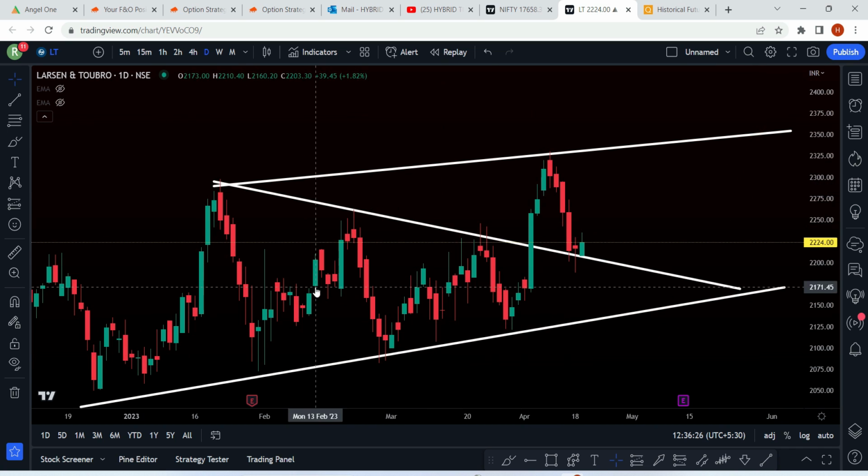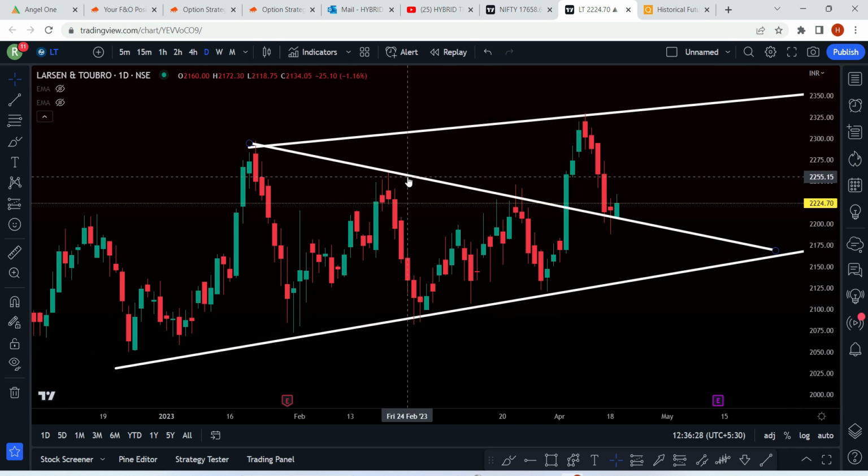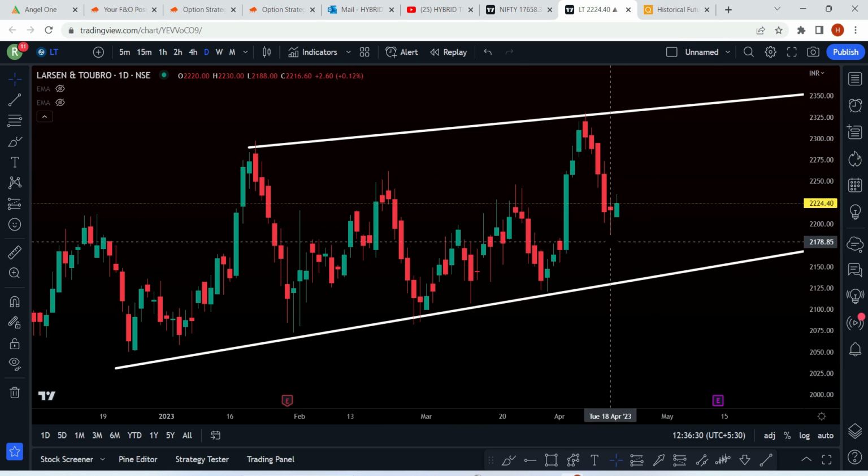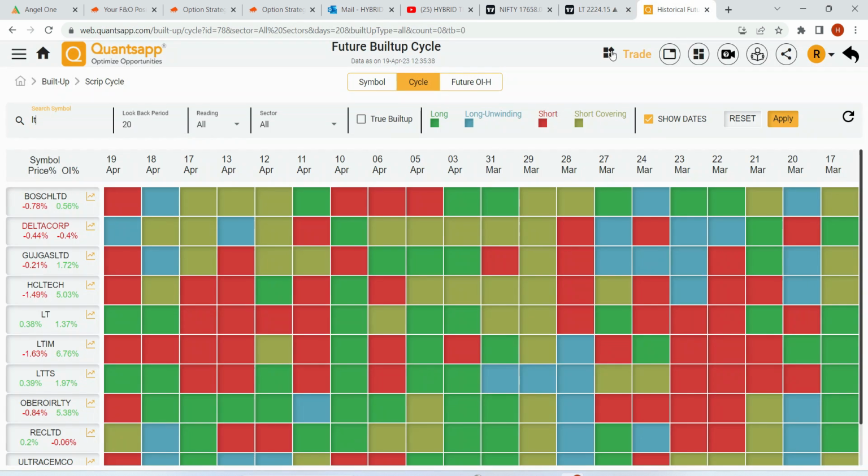Now just see the price action. If I do not have this trend line, you'll not get to know why this has taken the support from here. You'll think the stock will come here. That's the beauty of the trend line, and also taking the support of the right data. Got it? Now there are two longs getting built up. Ideally I was expecting short covering, but longs are getting built up.